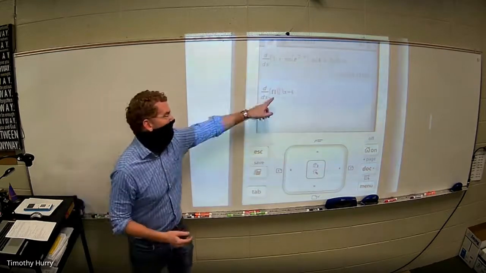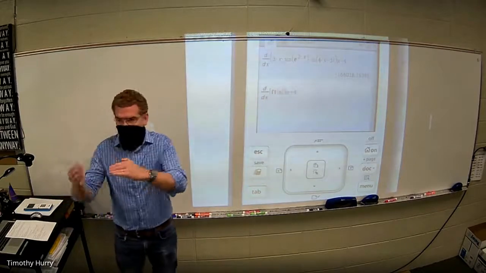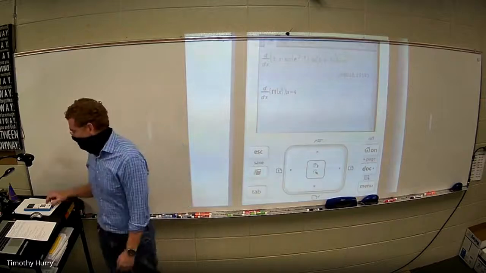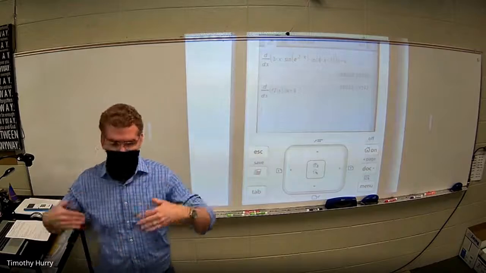Now I do have to type X in, so I'll go ahead and type an X in there. But this takes the whole function, throws it in there, and lets me take the derivative there. And it alleviates the need for me to keep typing it in.